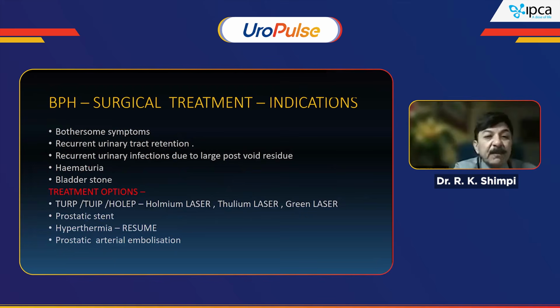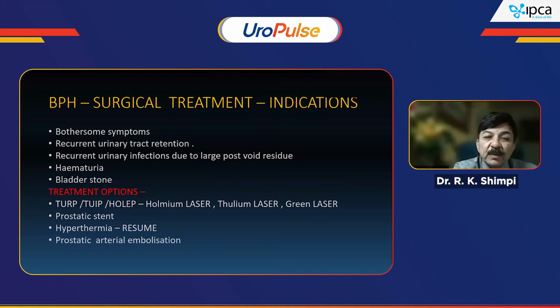Now, those patients who have bothersome symptoms, which I mentioned to you earlier, they have a lot of frequency, they take a long time for passing urine, they had history of urinary retention, they have recurrent urinary infection and retention with a large residual urine, those patients who are getting recurrent hematuria, or those patients who have bladder stone. So, what are the treatment options we have?